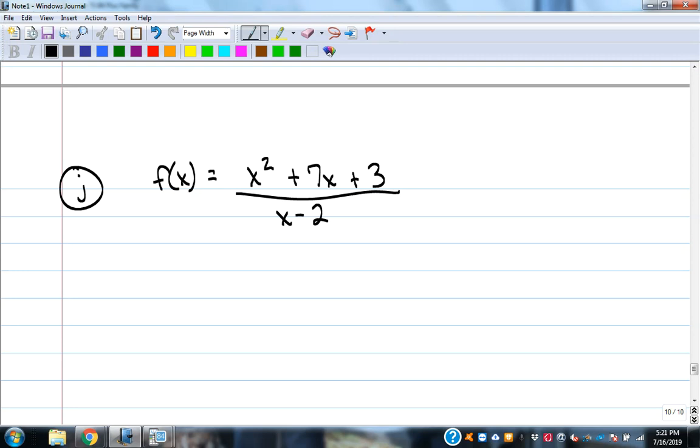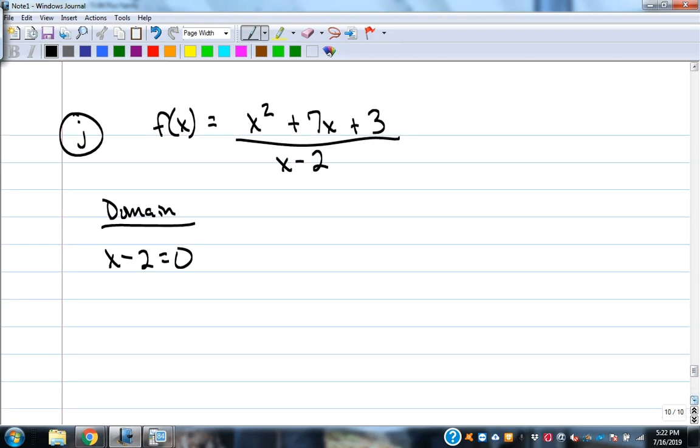Again, we're going to do the same stuff: domain, asymptotes, intercepts. That's what we're going to find here. All right, so x squared plus 7x plus 3 over x minus 2. Let's find the domain. Again, that's setting the denominator equal to 0. Good news is we don't have to do any factoring this time for the denominator. X minus 2 doesn't factor. We just add 2. We know x cannot be 2. So our domain is all x's as long as x doesn't equal 2.